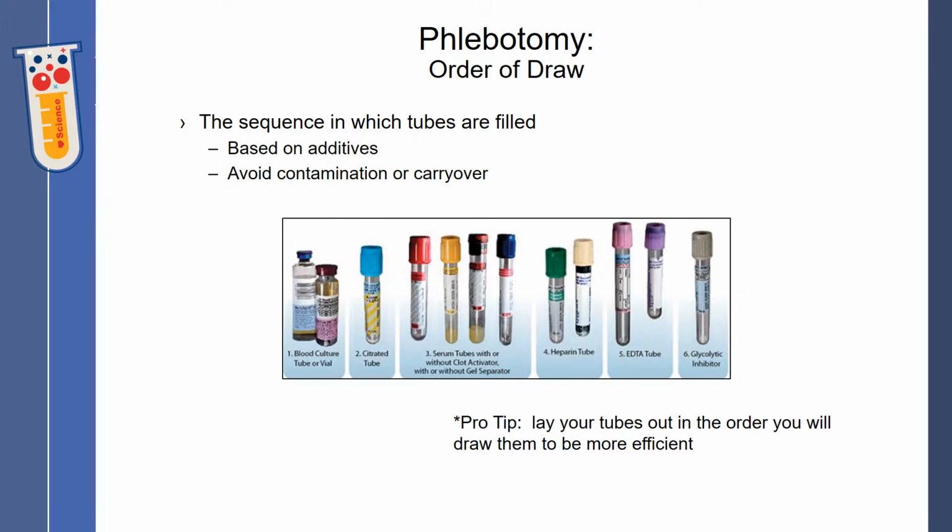Some order of draw guides will say that you should draw serum tubes before the blue citrate tube, and it could be because of this situation. That way you always have a tube before your citrate tube so it will fill properly. If your hospital or facility has a certain policy on how they want you to draw, what order they want you to draw in, again, always follow that policy.